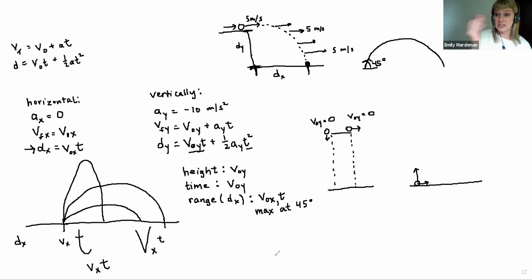So this is a little quick crash course on kinematic equations, falling objects, objects under the influence of gravity, and projectile motion. And remember, in all of these cases, we have ignored the influence of air resistance.